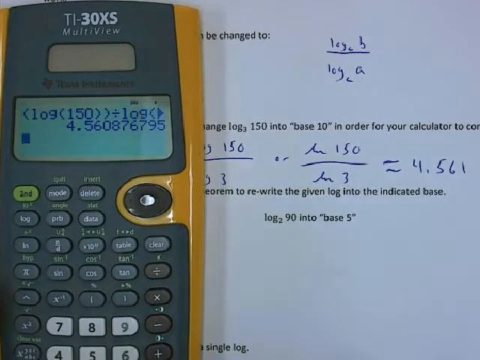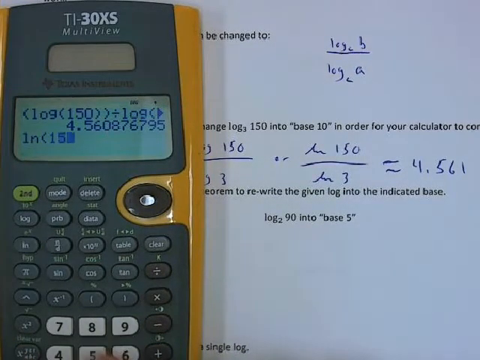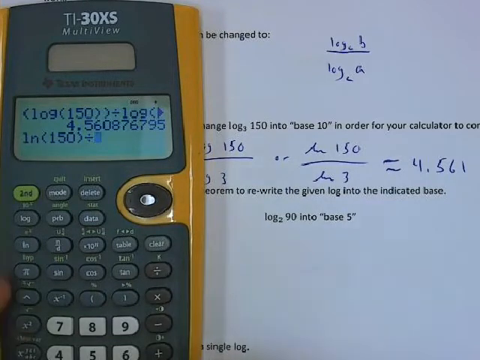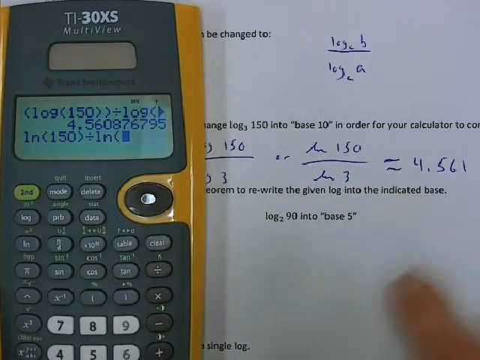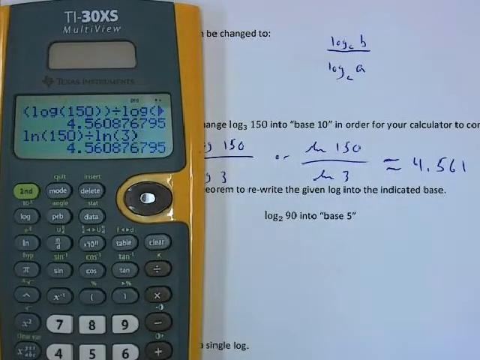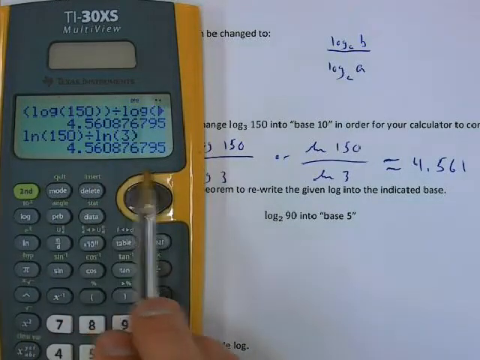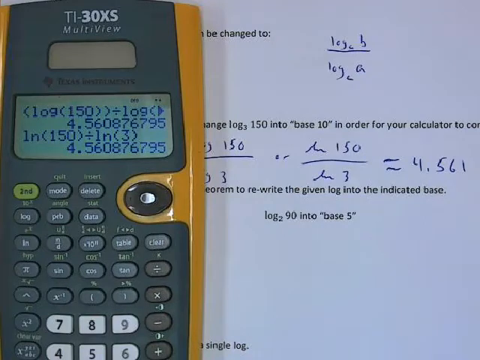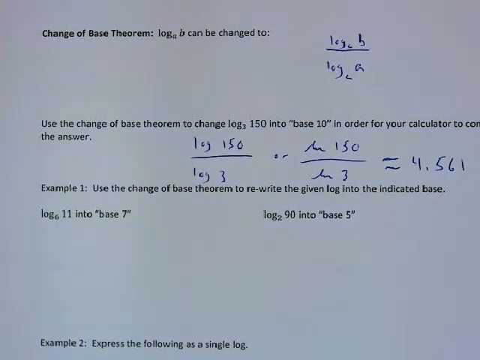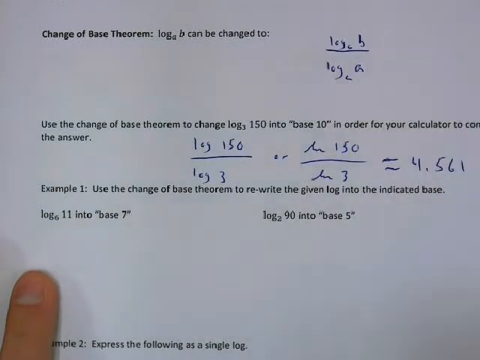Okay, so if I did the natural log of 150 divided by the natural log of 3. Okay, so hopefully you can see that on your screen, but it gives us the exact same answer, 4.5608766795, keeps on going. But it is the exact same answer, so it does not matter if you use log base 10 or natural log, it's just your preference. Most people usually choose log base 10 because for some reason we're scared of natural log, but it's actually left to right. So it's a little bit simpler. But either one will work. All right, the important thing is being able to change from one base to the other.